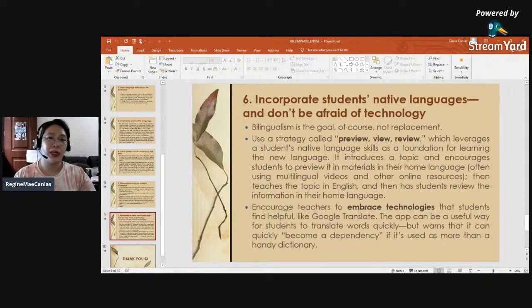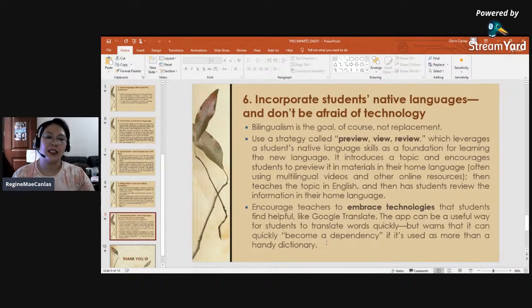Encourage teachers to embrace technologies that students find helpful, like Google Translate. The app can be a useful way for students to translate words quickly, but one warns that it can quickly become a dependency if its use is more than a handy dictionary.